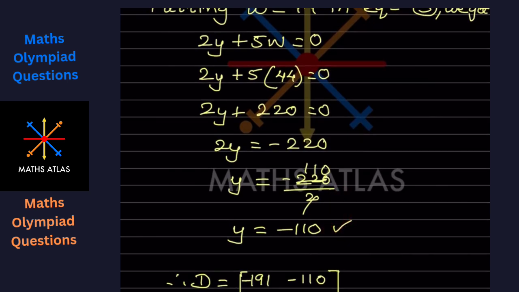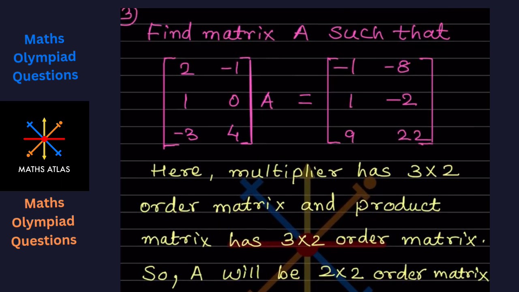So now you got all the values. You can just scroll back and see. This was x, y, z and w here. Hope you got this one. So that is what we wanted, the value of D. Find matrix A such that this whole into A is this one.